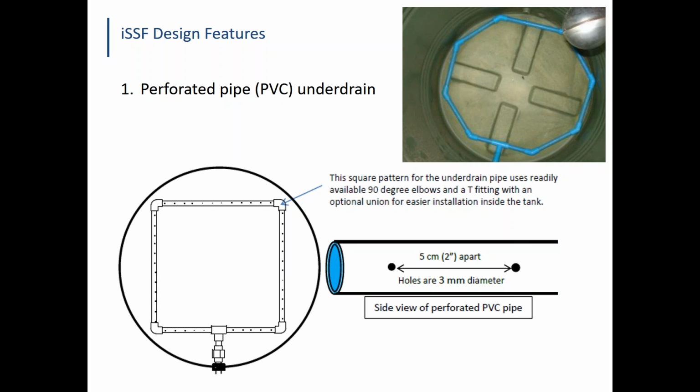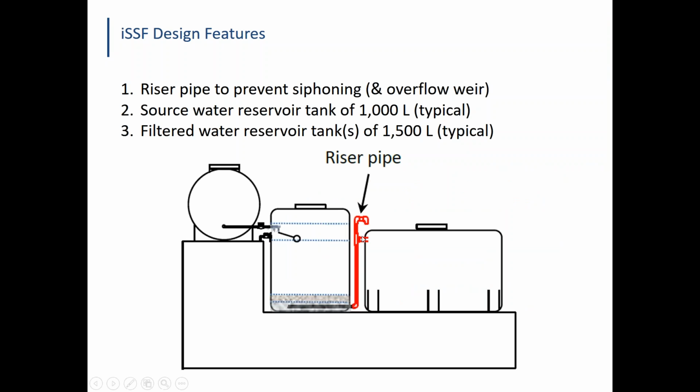Talked a little bit already about the riser pipe here. I just wanted to mention that it's on the outside and it feeds directly into the storage tank. It's intended to prevent siphoning, although we've never really seen any siphoning.